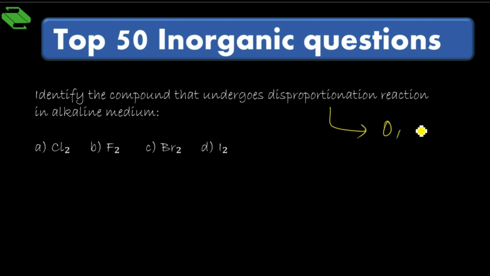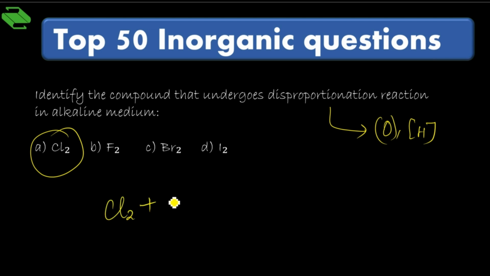Which undergoes disproportionation reaction? Disproportionation means oxidation and reduction both happen to the same element. So by seeing the options, you can see Cl2, which can exhibit varying oxidation states, so it can undergo oxidation and reduction as well.